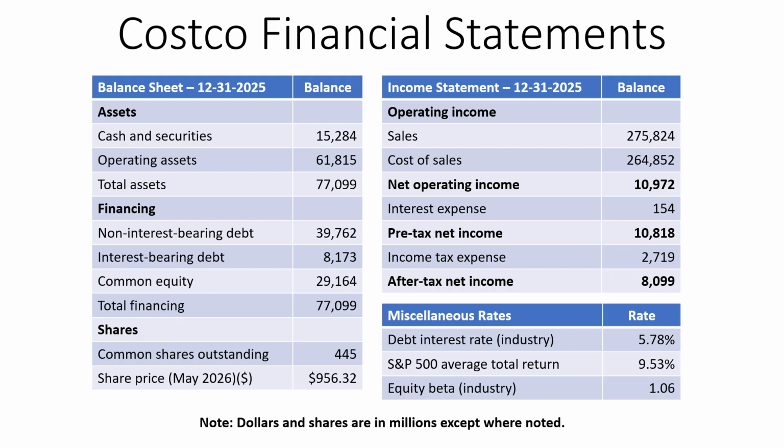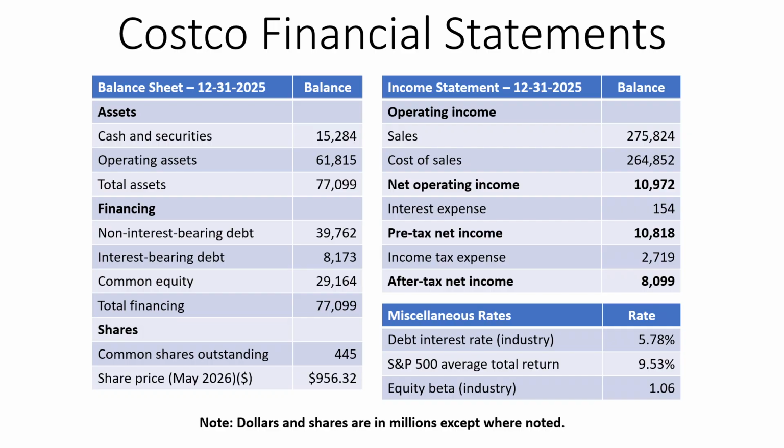In this slide, we present Costco financial statements as of December 31st, 2025. On the left-hand side, we see the balance sheet, which is a ledger of assets, and on the other side is financing. Basically, you have assets, and then the financing tells you how those assets were financed. They could either be financed with common stock, common equity, with interest-bearing debt, or with non-interest-bearing debt. And that will also have the share count as of 12/31/2025 and the share price.